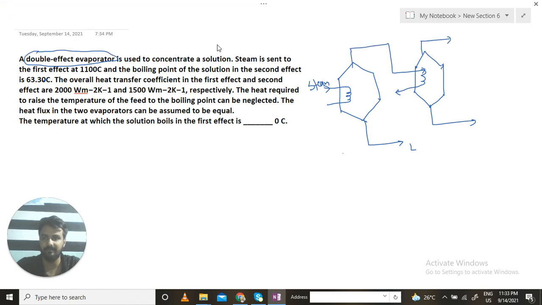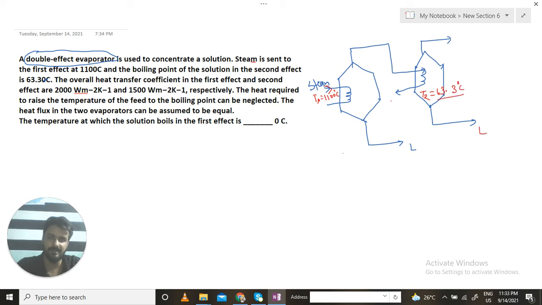You can see here steam is flowing through this coil. They have told us that steam is sent to the first effect at 110 degrees centigrade. So we assume the steam is entering at 110 degrees centigrade temperature here. Second thing is that for the second effect evaporator, if we consider T2, they have given the boiling point as 63.3 degrees centigrade.